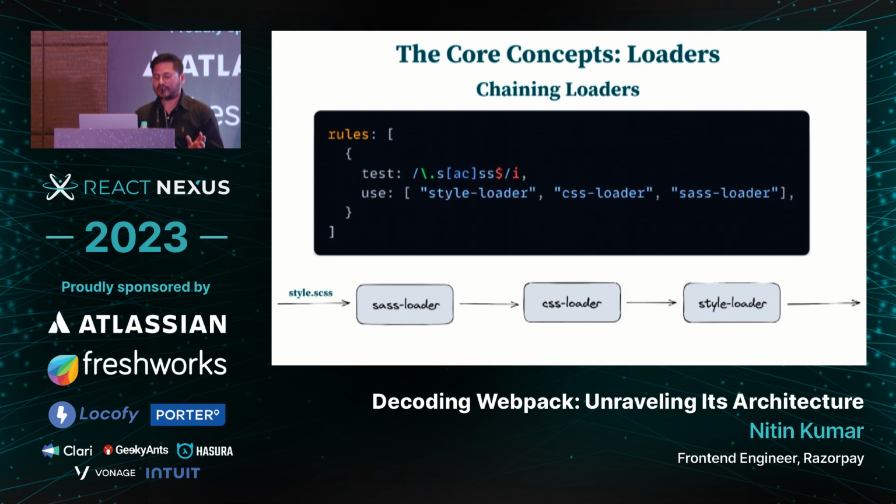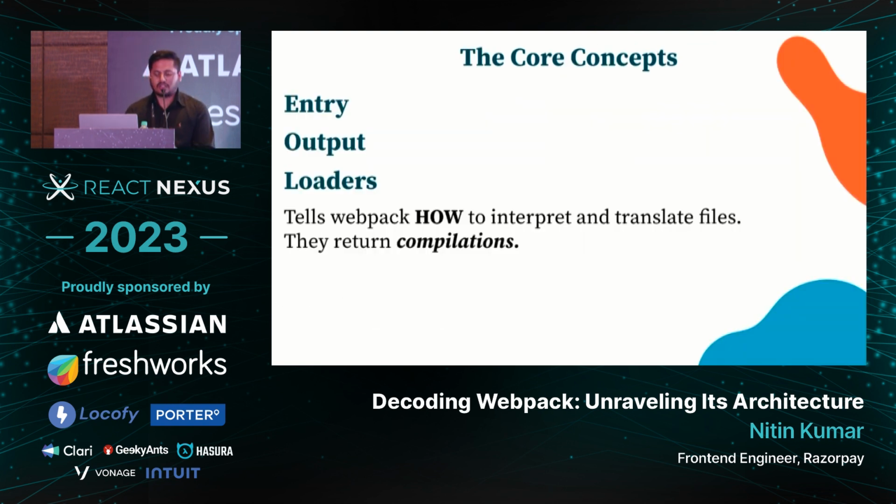So for example, you have a Sass file, style.scss. You can define multiple loaders for your file. It will go through the Sass loader, which will convert it to a style.css file. Then the CSS loader will come into play and convert it to a JavaScript file, and then the style loader will convert it into something like inline style in browser.js, which will load all your styles into your browser. So basically, loaders tell Webpack how to interpret and translate files. They return compilations. We'll talk more about compilations in the coming slides.